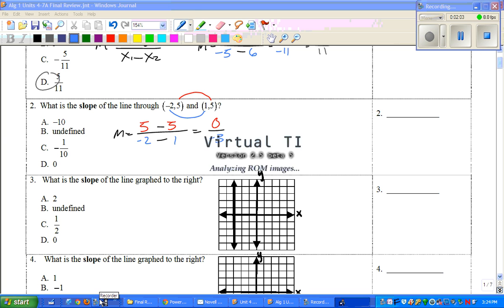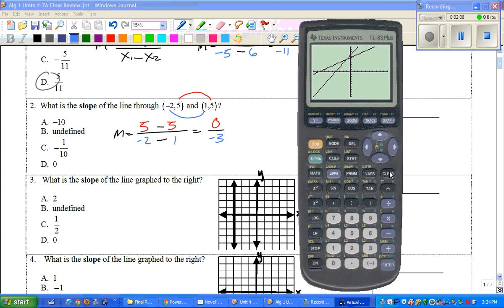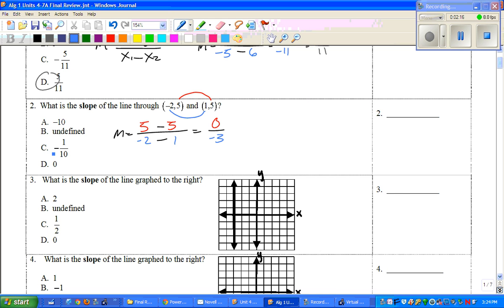Now, if you forget what your answer is right here, if it's undefined or if it's 0, what you should do is just throw it into your calculator, okay? 0 divided by -3, and it'll tell you, hey, answer 0.